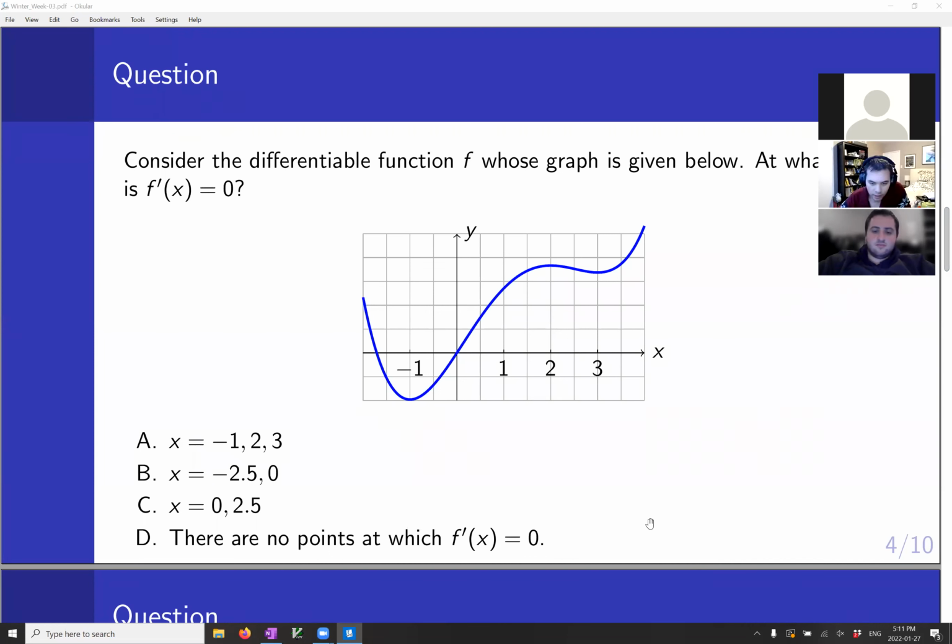So this one shouldn't be too bad, right? There's like no computation that needs to be done. You just basically look at the graph and you tell me, where is the derivative equal to 0?